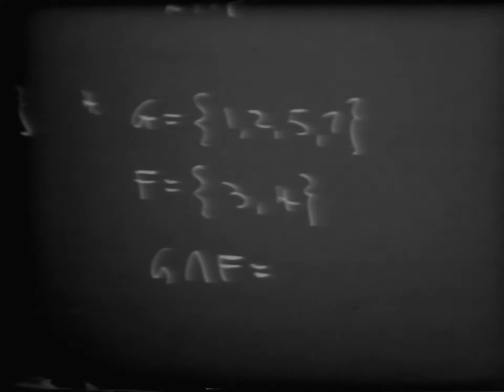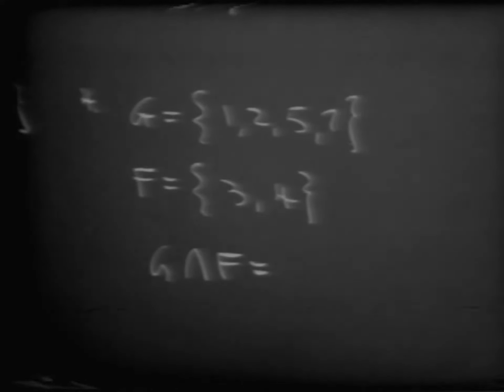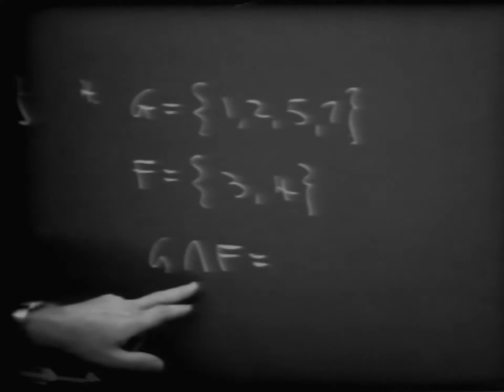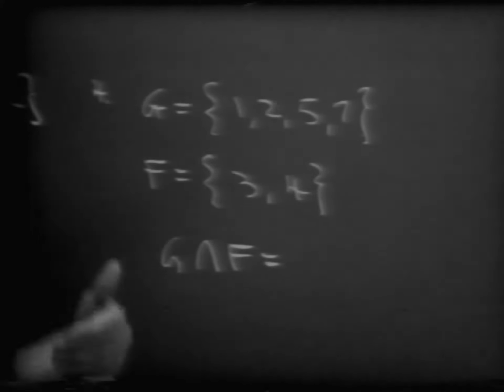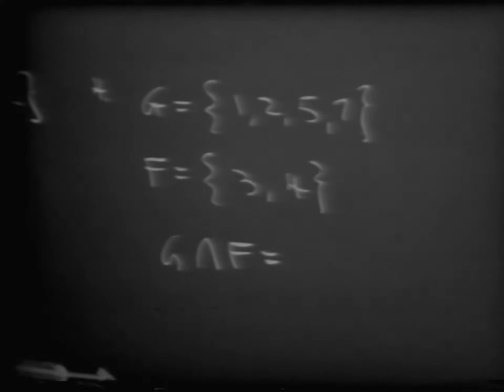Yes, the graph would be null. That is, the graph would have no elements on it, certainly. What then can you say about the intersection of these two sets? What elements are in both G and F? And Ken says, no elements.